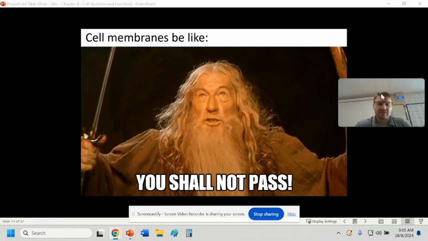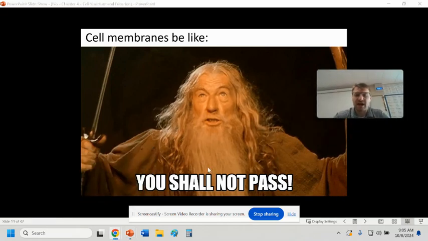And we're going to end with a nice meme here. Cell membranes be like, you shall not pass. Yeah, the cell membranes help regulate and stop things from getting into the cell or leaving the cell unless the cell needs them.